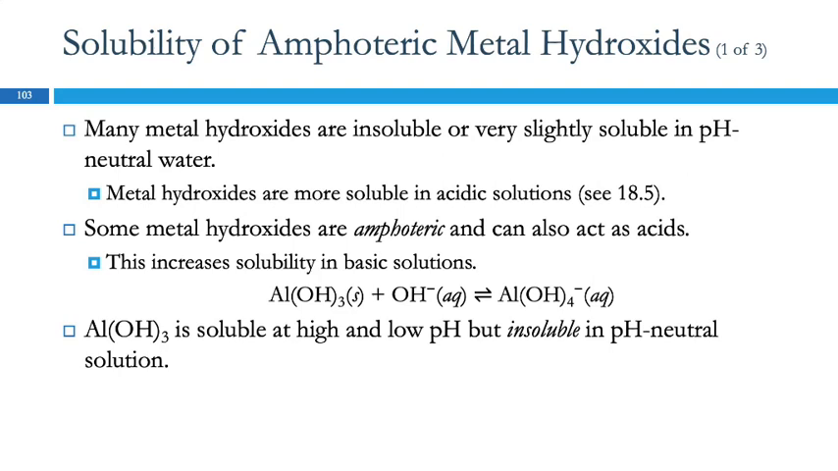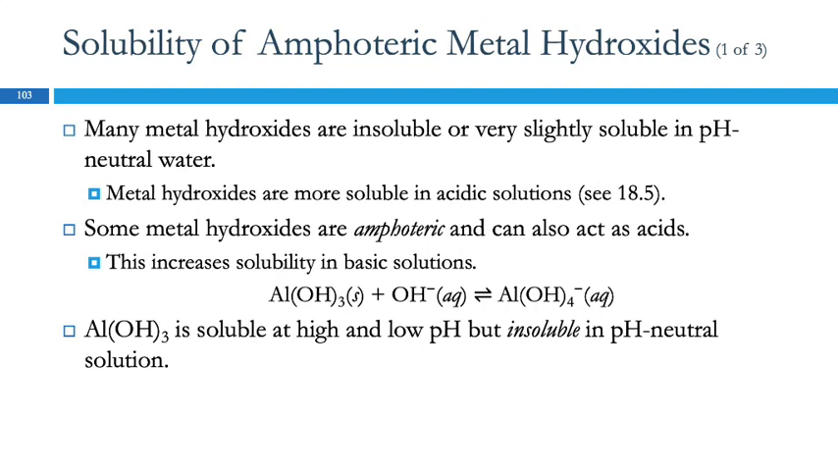Amphoteric metal hydroxides. So a lot of metal hydroxides are insoluble or only very slightly soluble in pH neutral water. And that's why when we talk about strong bases, it's almost always the alkali metal hydroxides, lithium hydroxide, sodium hydroxide. Those are soluble, but most other metal hydroxides are not very soluble. But some of these metal hydroxides are amphoteric. Remember what that means? It can be both an acid and a base, okay?